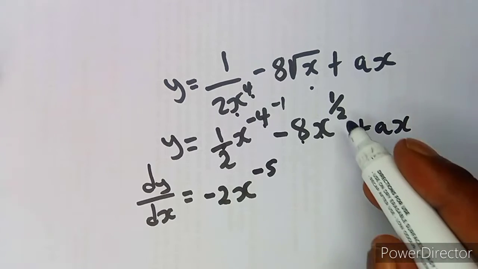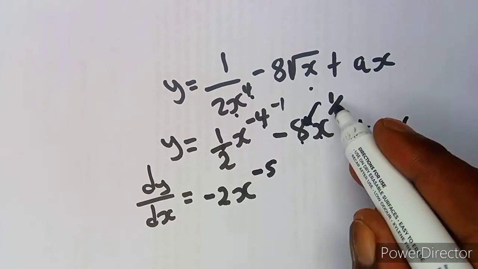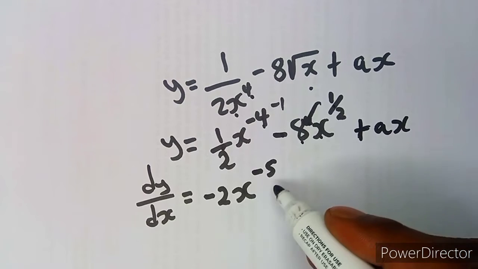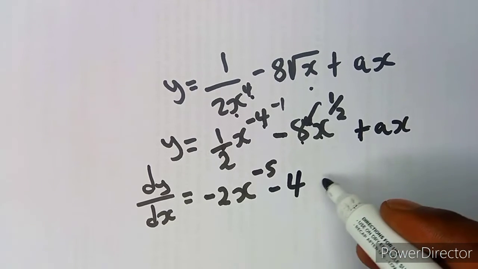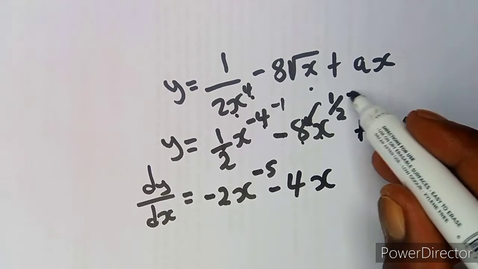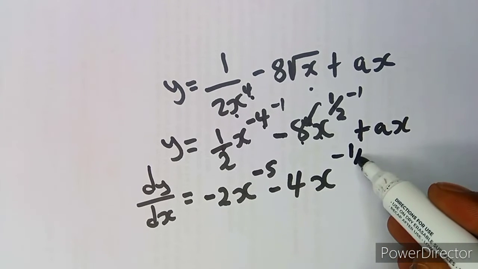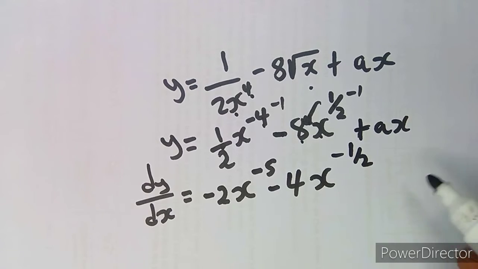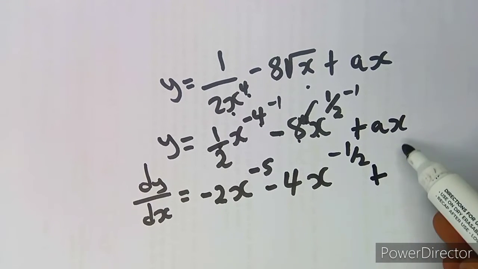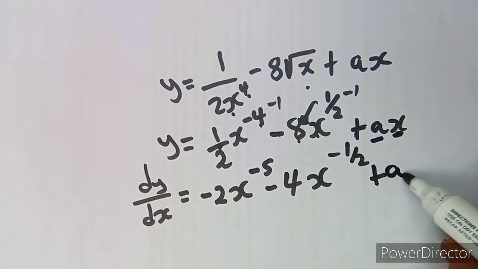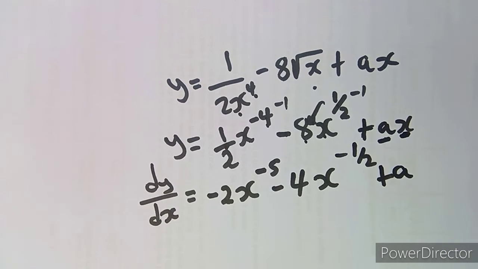Okay, we do the same. We drop the exponent. A half is going to multiply 8. So from your calculator, minus 8 times a half is going to give you minus 4 x to the exponent of, we subtract, that's a half minus 1, which is going to give us minus a half. Okay, plus ax, the derivative of x, remember we take the constant if it is just x like that, so we're going to have plus a.